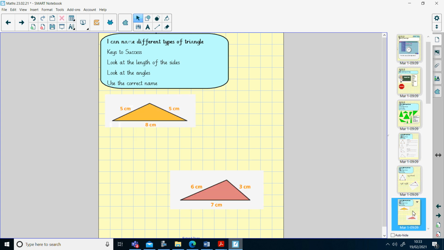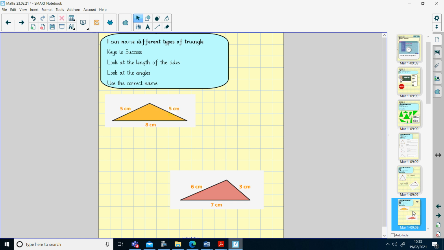So then I've got these 2 triangles here. One of them is an isosceles triangle and one of them is a scalene triangle. Can you think which is which? Which is the isosceles triangle and which is the scalene triangle? If you need to pause the video and go back to the slide that had the definitions on, then do that for me now.